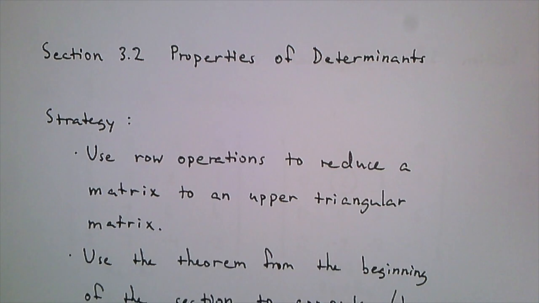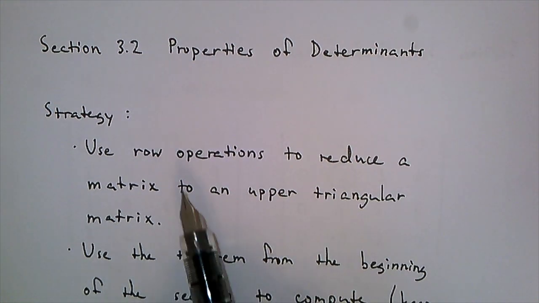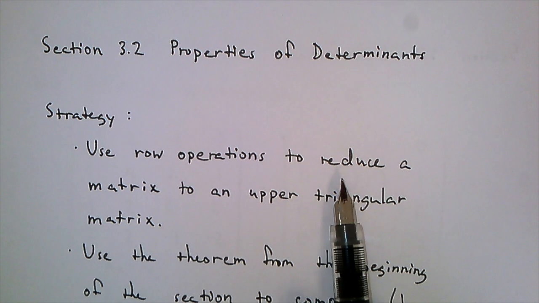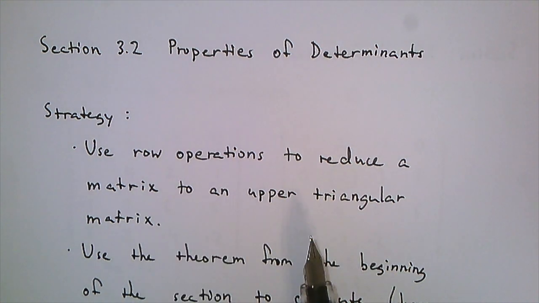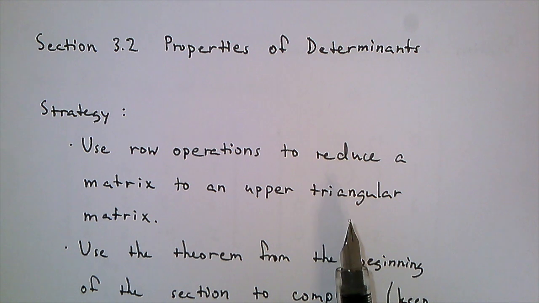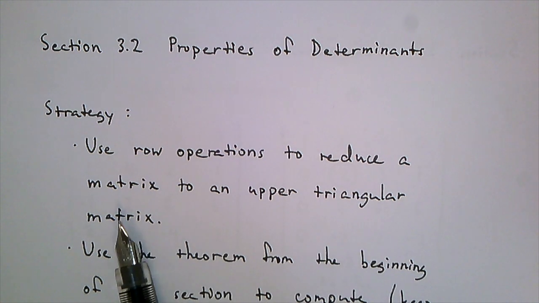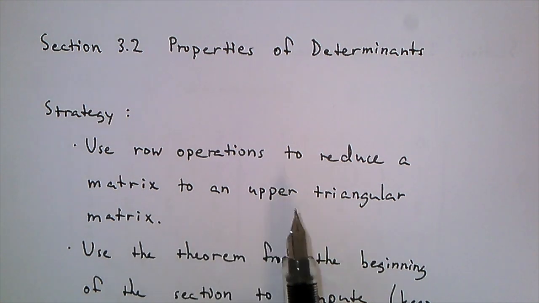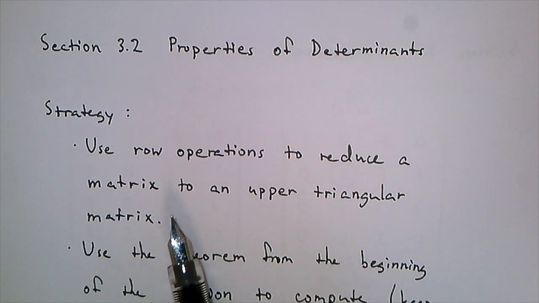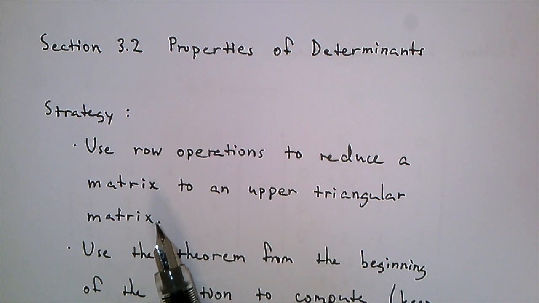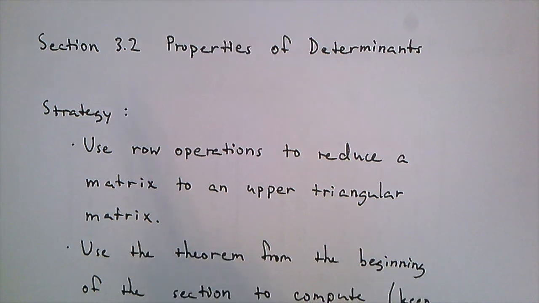Here's the basic idea. We're going to use row operations to reduce a given matrix to an upper triangular matrix. And using the theorem that you learned in the last video, the determinant of the upper triangular matrix will just be the product of the diagonal entries.